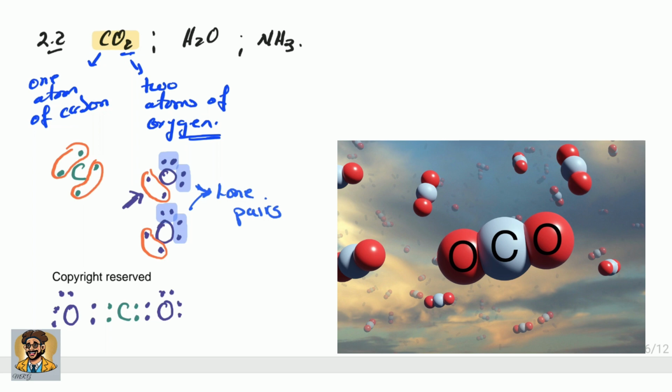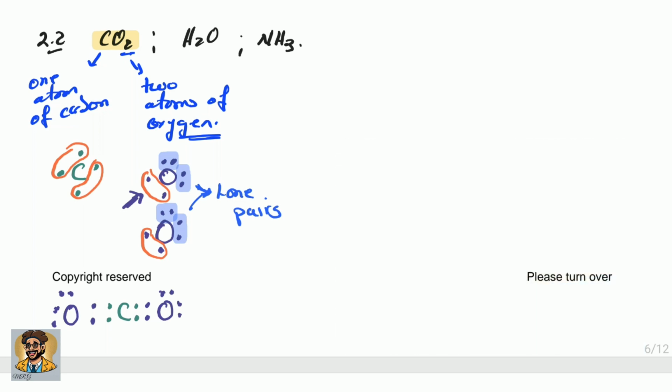Alternatively, you can use a line instead of the dots to show a bond. So you can use a line here, there, and there. Those are the covalent bonds. Alternatively, you can do that.